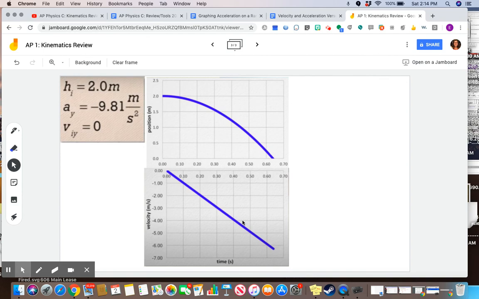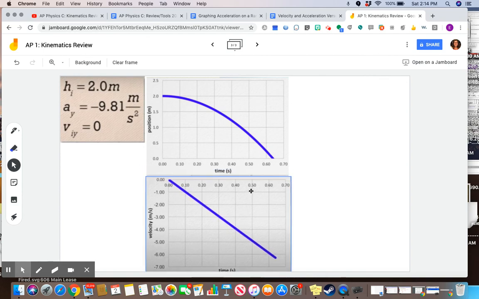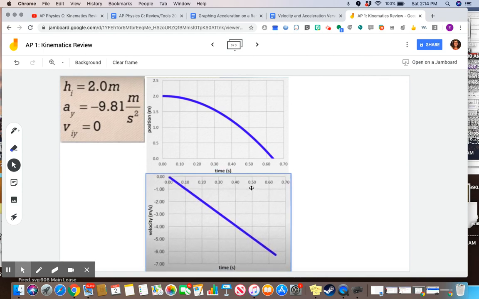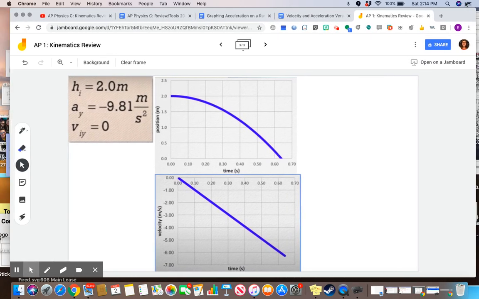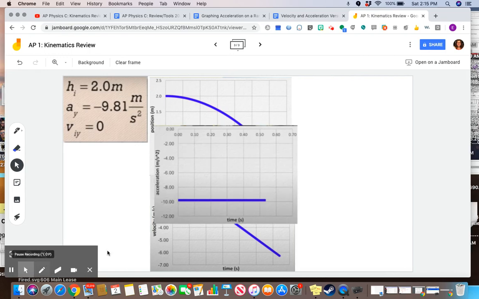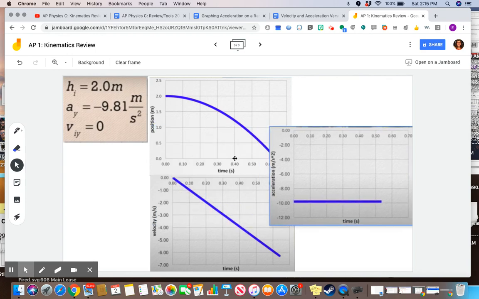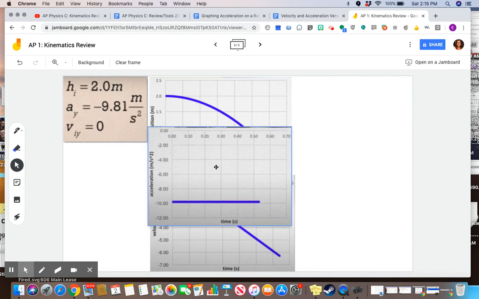The last graph, and the easiest graph, would be the acceleration graph. We know acceleration is constant. So that graph is going to give us a linear, flat, horizontal line at negative 10 meters per second squared. Again, that's negative due to the downward direction. So it's easiest if you memorize what the shapes of these graphs should look like. It'll help you to be able to understand quickly what the graph should look like.